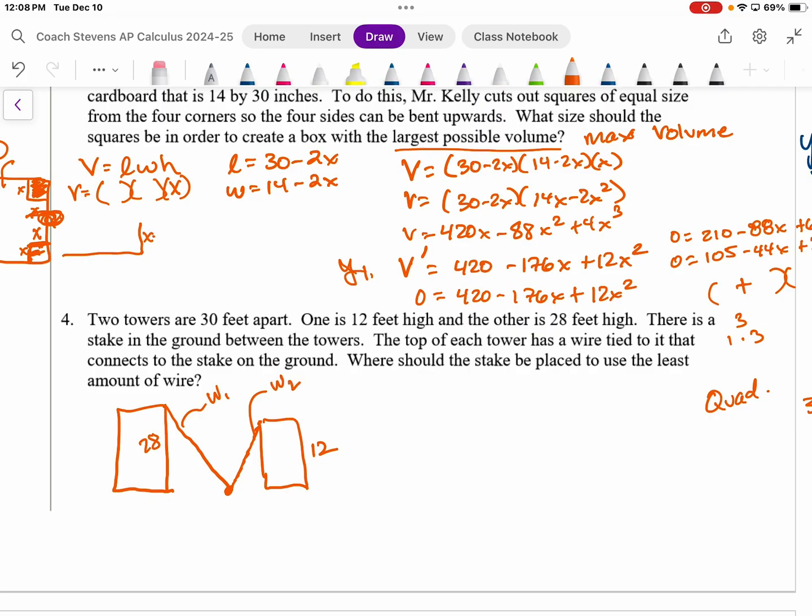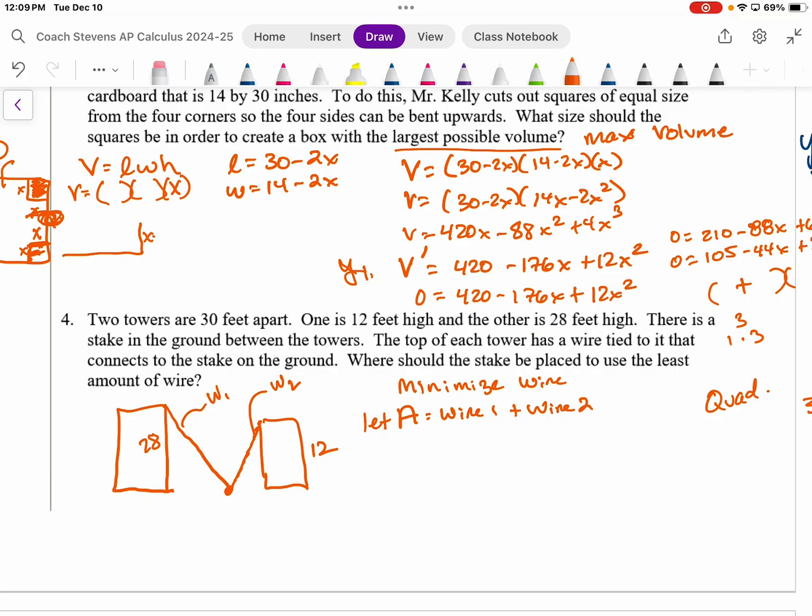Where should the stake be placed to use the least amount of wire? So we want to minimize the wire, is what we want to minimize. Well, so let's let A equal wire 1 plus wire 2.